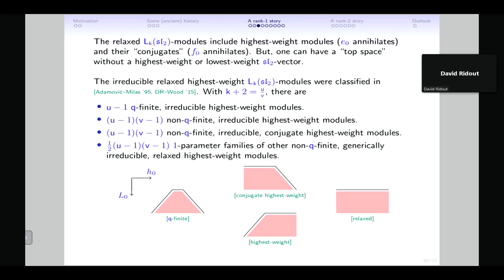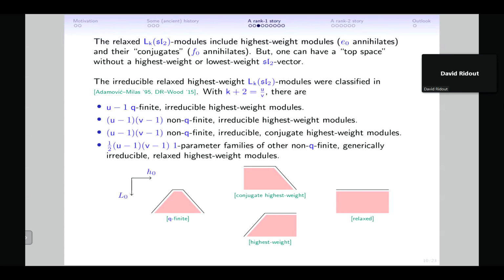So you can still have highest weight modules, right? Those are examples of relaxed modules. They just happen to be ones in which you have a relaxed highest weight vector which is annihilated by E0. So it's a genuine highest weight vector. And you may have their conjugates as well, right? And so in that case, F0 would annihilate the generating vector, the relaxed highest weight vector. Okay, but you can also have cases in which you don't have any vector annihilated by E0 or F0. This can happen, and we'll see shortly that it happens quite often.